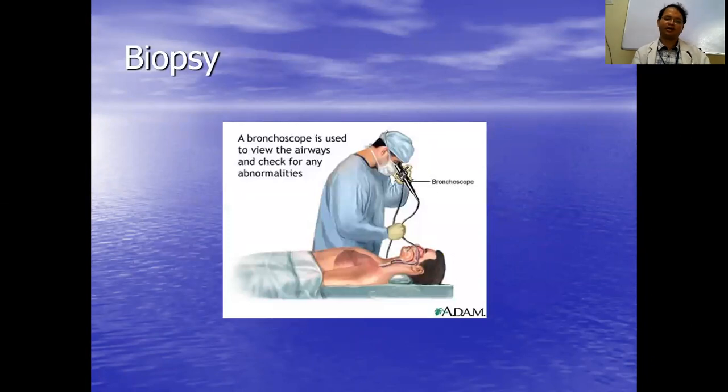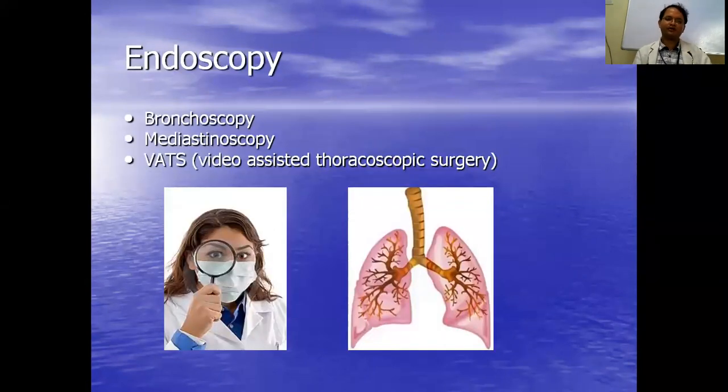Here, a patient is undergoing fiber-optic bronchoscopy, which is utilized to view the patient's airways, and if there are any abnormalities, the biopsy can be taken from that suspicious site using fiber-optic bronchoscopy. Three types of endoscopies are very vital in the investigation of lung cancer. One, bronchoscopy. Second, mediastinoscopy. Third, thoracoscopy, video assisted.